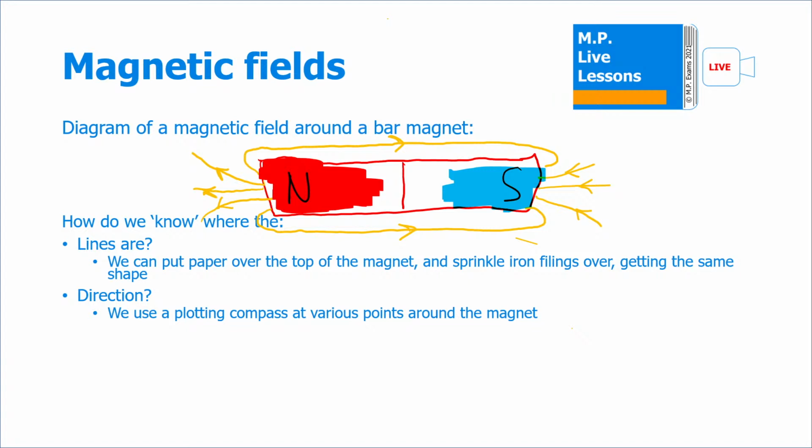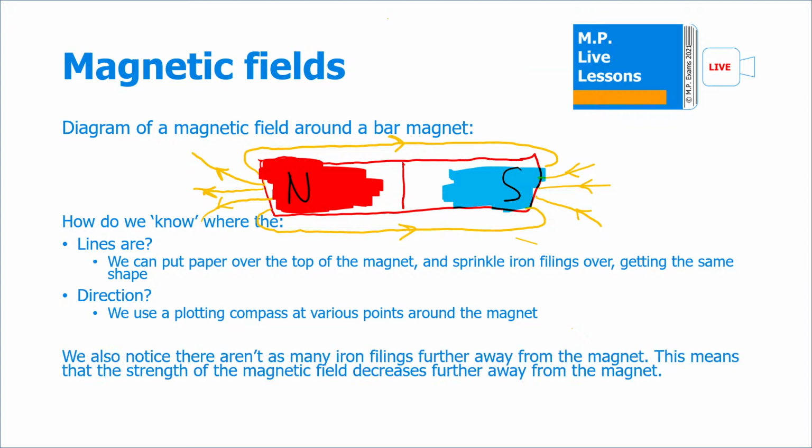Now, if we could really see the magnetic field lines a lot better, we would notice that there aren't as many iron filings or as many lines further away from the magnet. This also means that the strength of the magnetic field decreases when you go further away from the magnet.